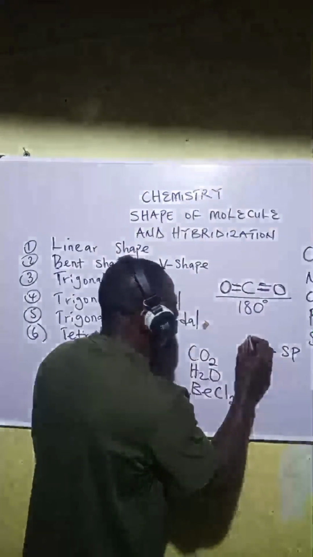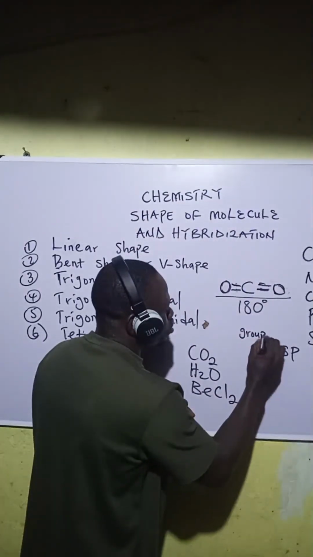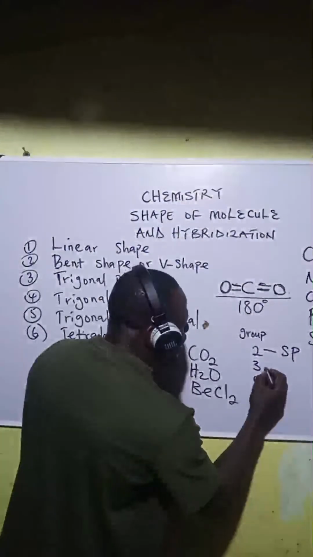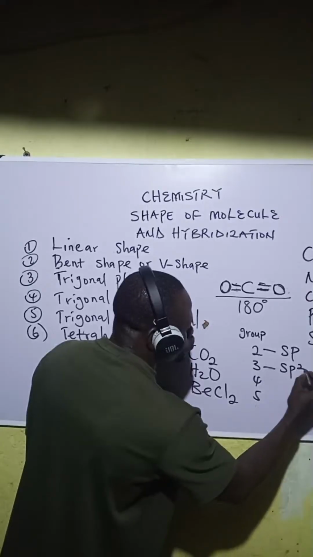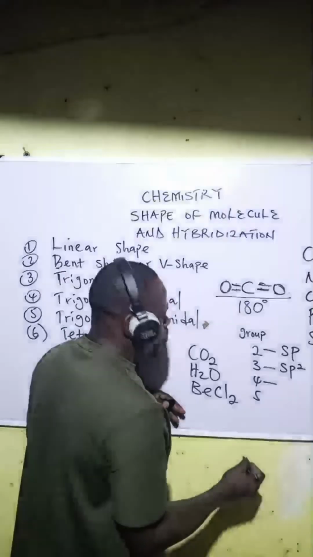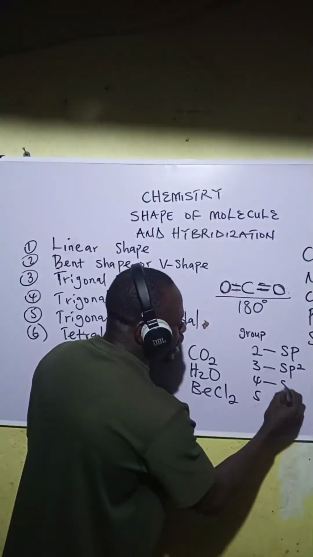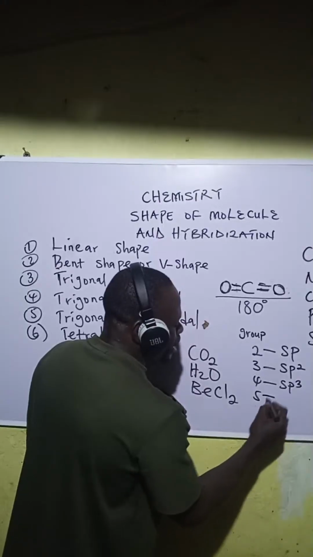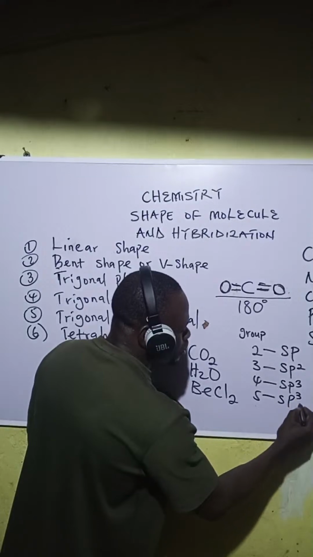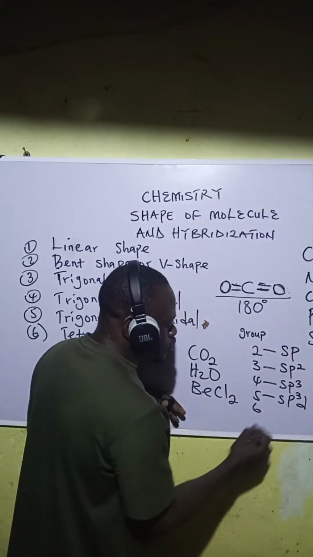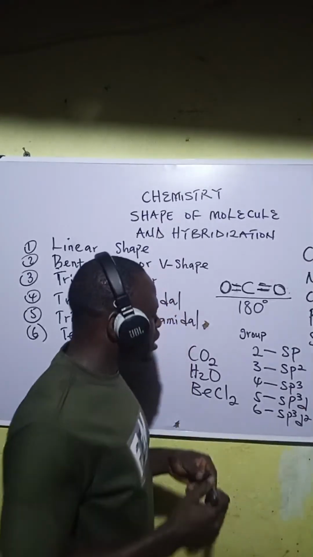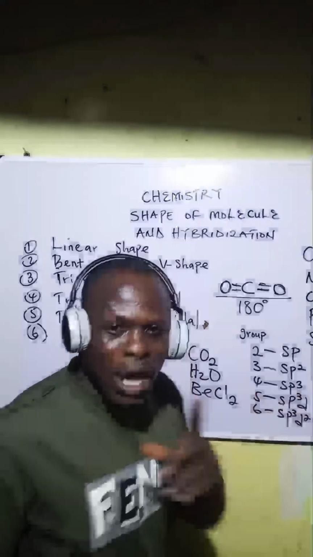When it has 2, let's just say group. Let me put this one group. I will explain what group is. You can say bond, all right? When it has 3 groups, we have sp2. When it has 4 groups, we have sp3. When it has 5 groups, we have sp3d. When it has 6 groups, we have sp3d2. These are the various types of hybridization we are going to look at.